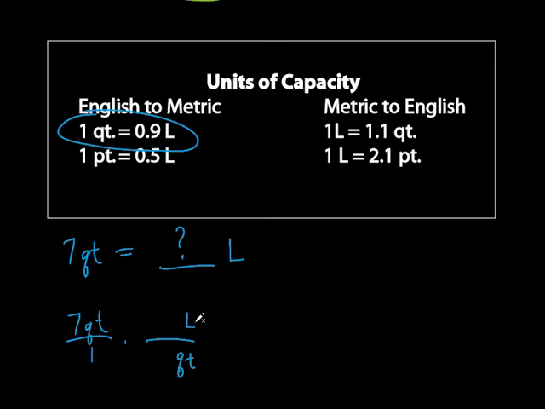So I can put liters on the top. Now, how many quarts, how many liters? Well, 1 quart right here equals approximately 0.9 liters. And now we just do the math. This is all over 1, so you don't have to do any division. The quarts cancel out, so 7 times 9 is 63. Move the decimal, it'd be 6.3 liters. Just like that. All right, let's do another one.